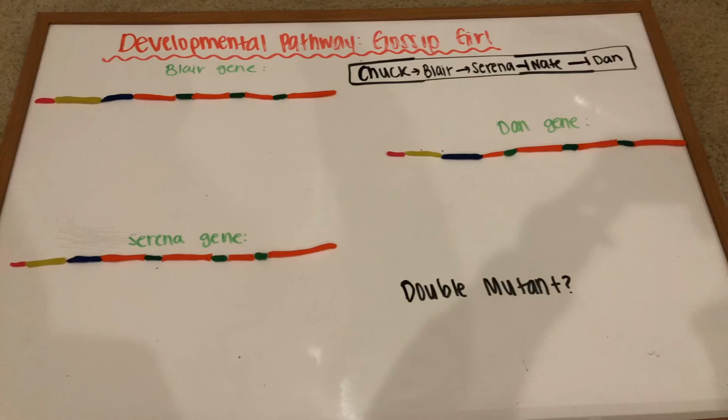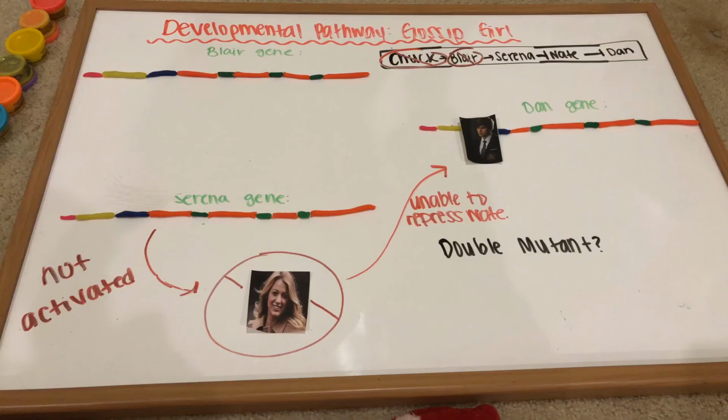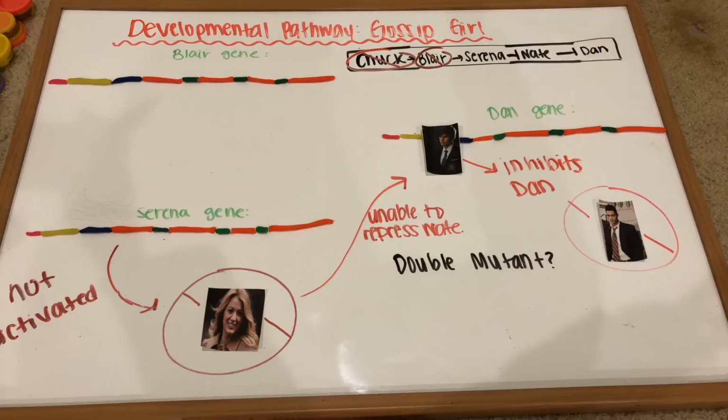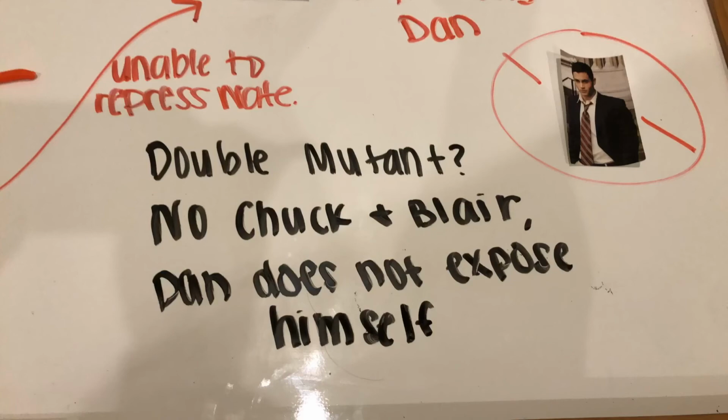This is when there are two errors in the genes of the developmental pathway. Let's take the examples of the Chuck and Blair genes being removed. If those two gene products are removed, that means that the Serena gene cannot be expressed and is therefore unable to undo the inhibiting action that Nate is doing to Dan. As a result, Dan would not be able to expose himself as Gossip Girl.